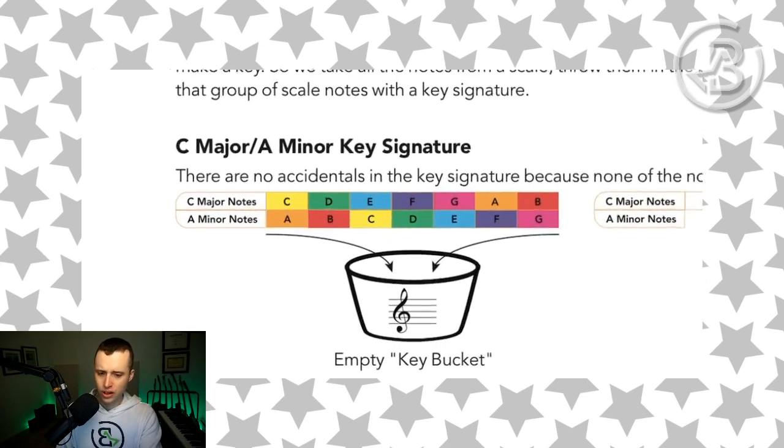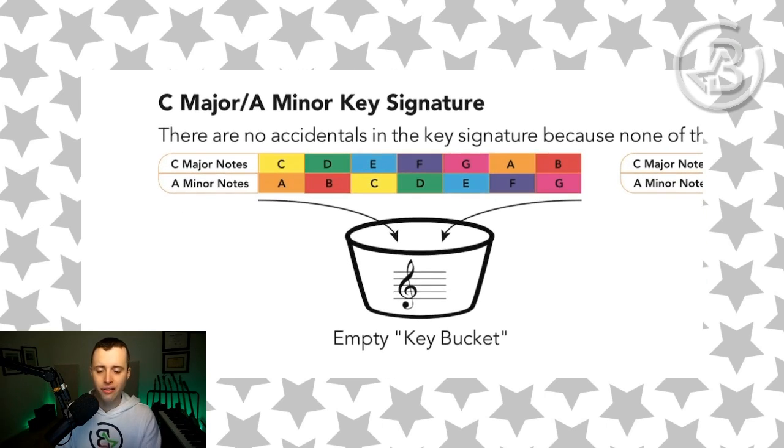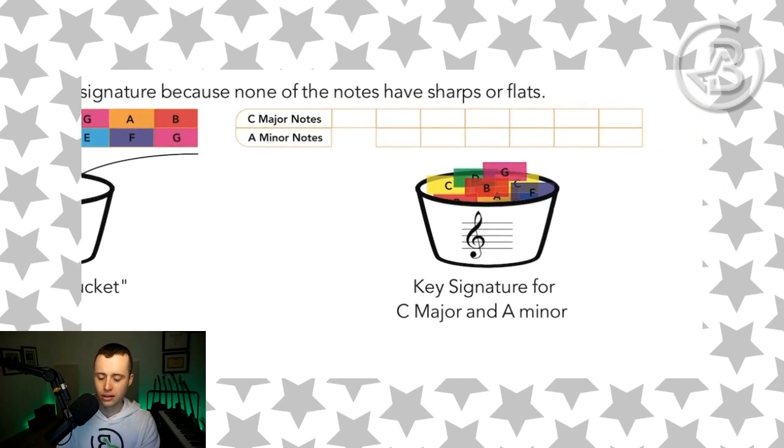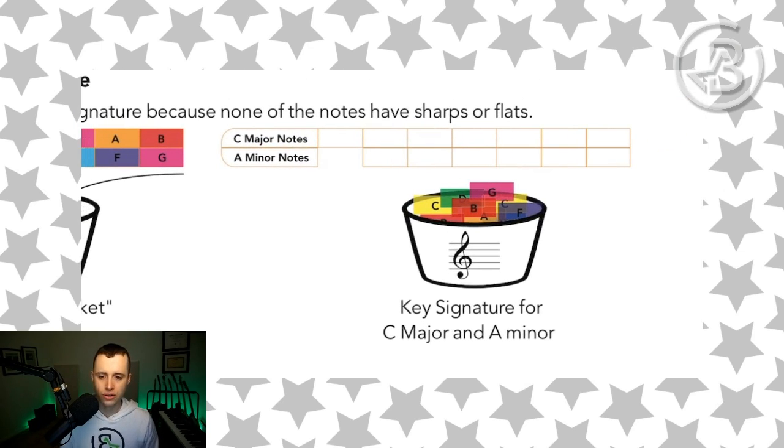So what we're going to do is we're going to look here. We have all the notes of a C major scale, which are exactly the same as all the notes of an A natural minor scale. And we're going to take all those notes and we're going to put them in the key bucket. See, we just emptied out all our notes and we put them in the key bucket.